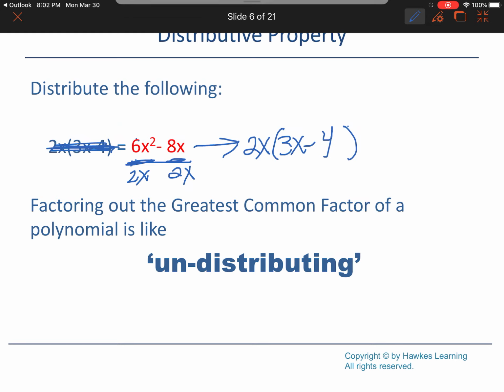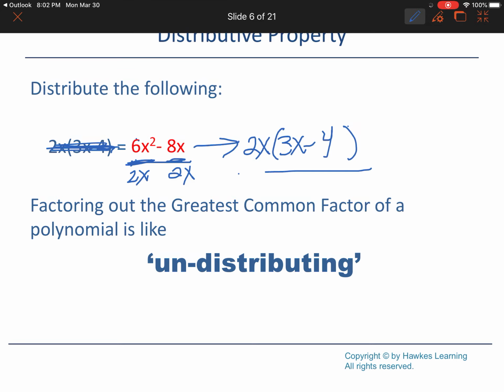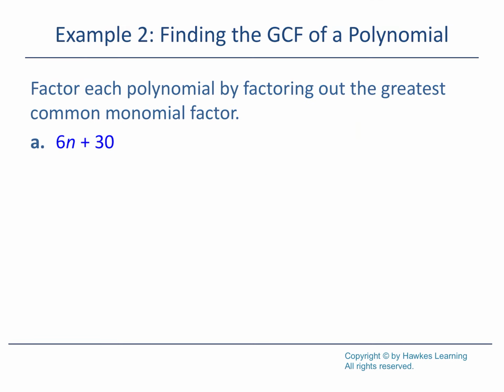And I would do that here too. The 8 over 2 is going to be a 4, and x over x is just 1, right? So this would be it all factored out. Okay, so do you see how it's kind of that undistributing? Okay, so we want to do that. We're going to do several problems here where we're going to factor by pulling out the greatest common factor.